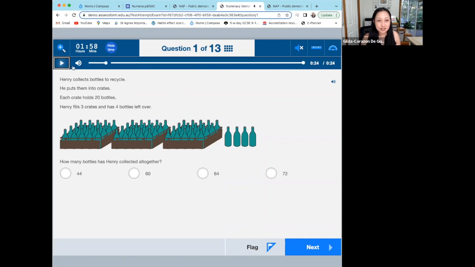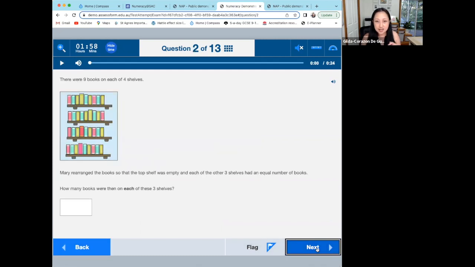Okay, so if you hit that, then the problem will be read to you. Okay, so we've got this problem here. What could be our answer? It says each crate holds 20 bottles. So that's 20, another 20, and another 20. A more efficient way would be to say 3 lots of 20 would give you 60, and you've got 4 that would be left over here, and therefore the answer would be 64. Okay, now this question here is what we call a multiple choice question, and there's only one answer to this question. Okay, so let's hit next.